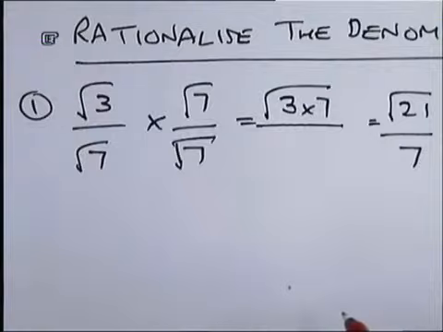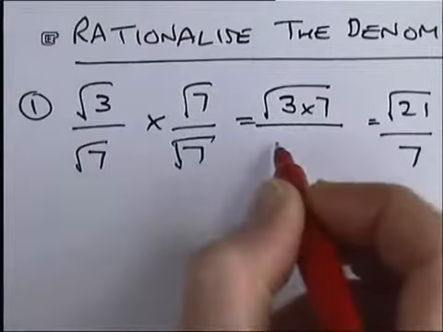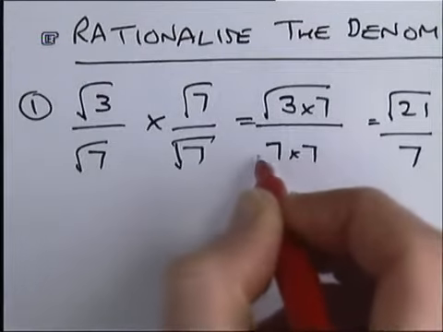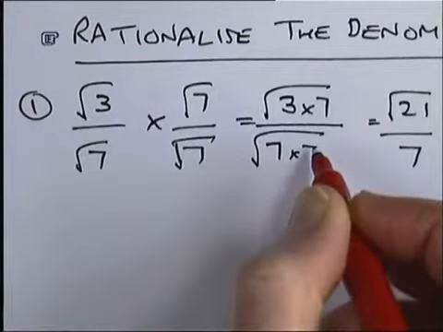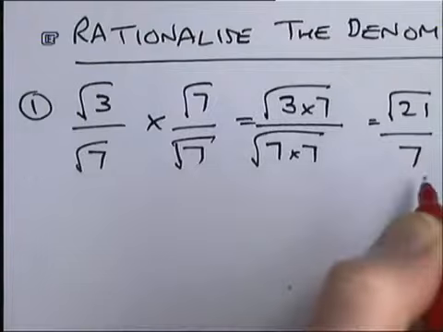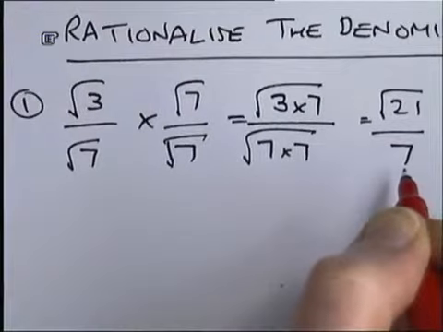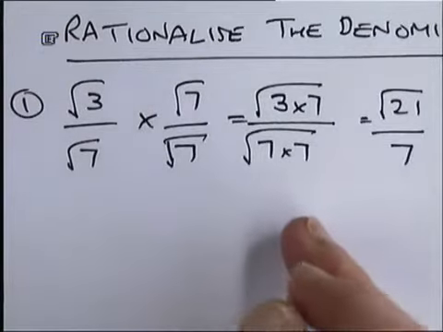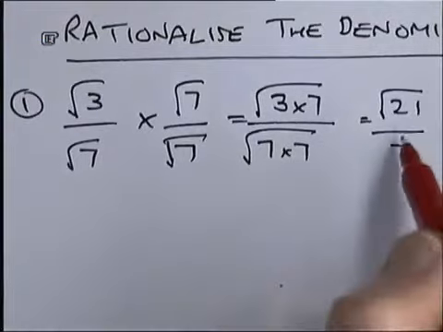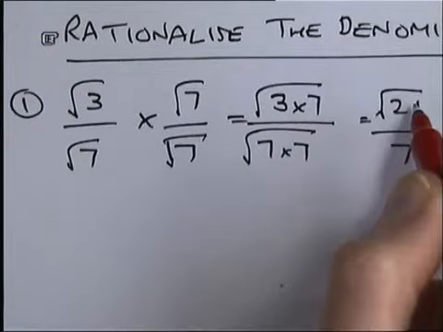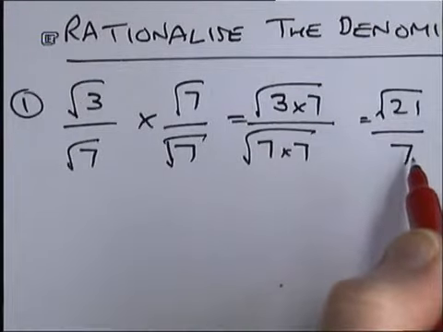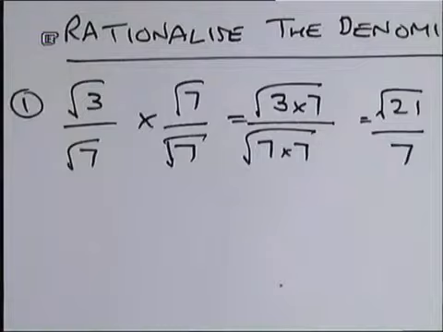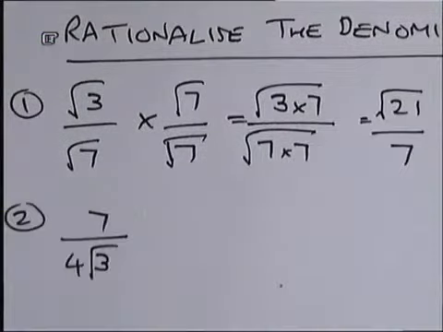And if you're not sure where that came from, root 7 times by root 7 could be written down as 7 times by 7, all square rooted. So there you'd be doing the square root of 49, which is 7. Whichever way you think about it, whether you want to write down all the steps or not. If you look at what we've got over here, which is root 21 over 7, there's no longer a square root sign on the bottom. So we have now rationalised the denominator in that fraction.